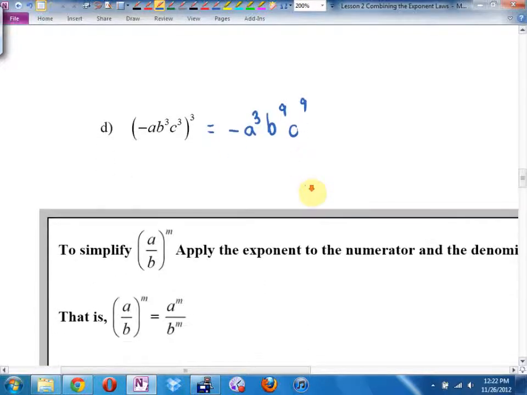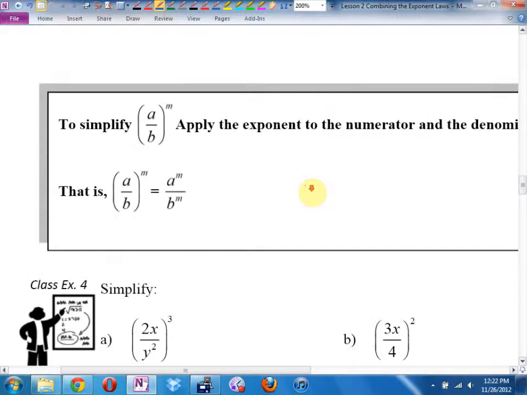Also remember to simplify A over B to the m power. It means to apply the exponent to the numerator and the denominator. So A over B all to the m. You know what, really, this is sort of the power to a power rule in disguise as well, to be honest. It goes on top and bottom.